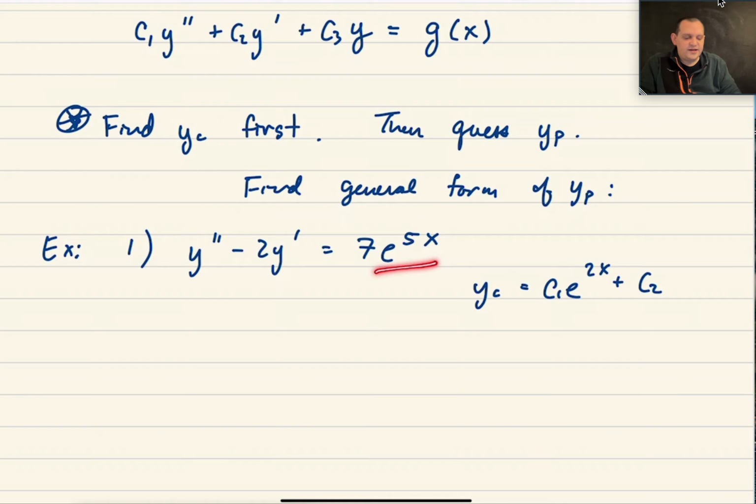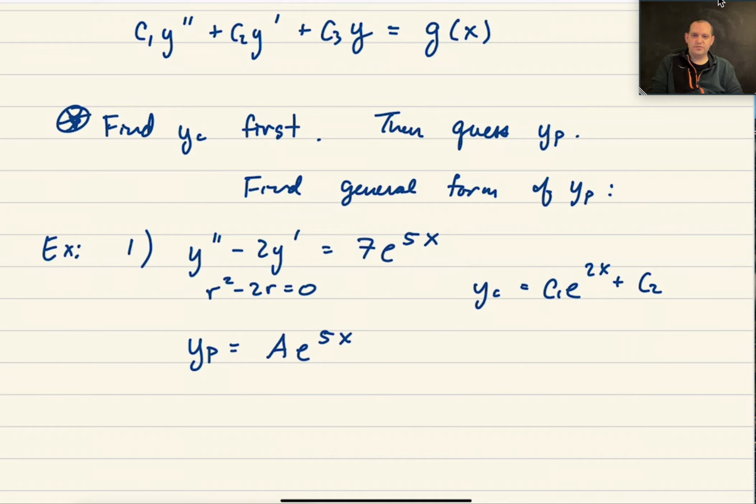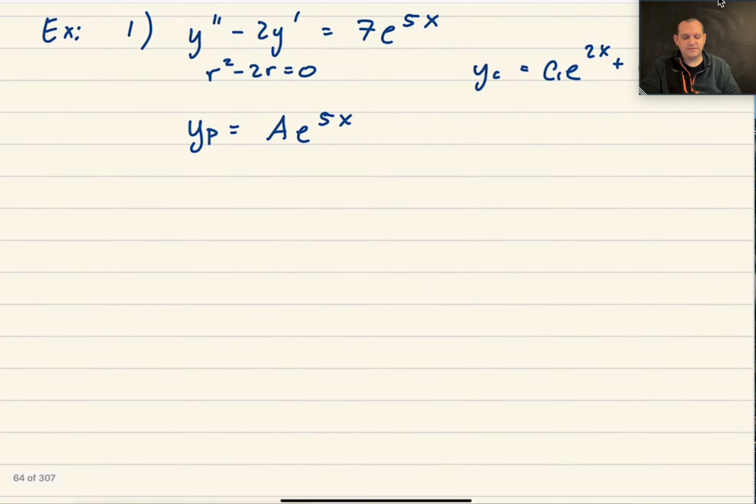The e to the 5x does not appear in the complementary solution. To say that same sentence again, the e to the 5x is not in the complementary solution, which means that 5 was not a root of the characteristic equation, r squared minus 2r equals 0. If 5 is not a root, that tells us our particular solution is just going to be some constant times e to the 5x. Everything is totally fine. We don't have to do anything more. Our guess is that our particular solution will be a constant times e to the 5x.